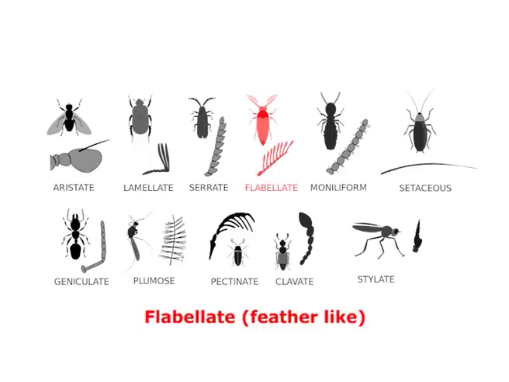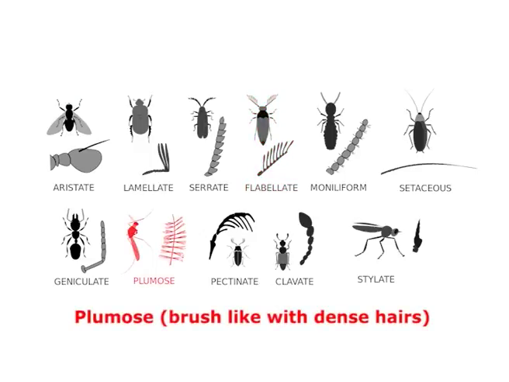Flabellate or feather-like as in stylopids. Projections of some upper segments become long and form a feather-like structure called flabella. Plumose, brush-like with dense hairs as in male mosquito. Whorls of hairs arise from each point of the segment. Each whorl contains a number of hairs.